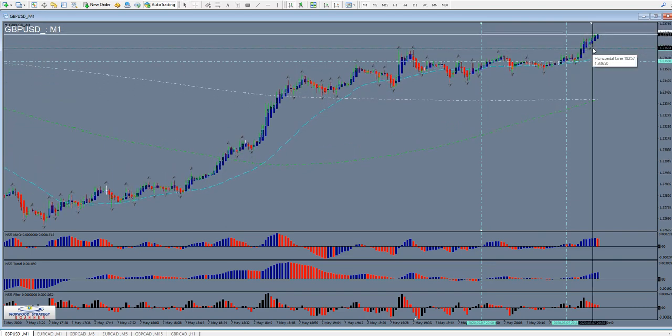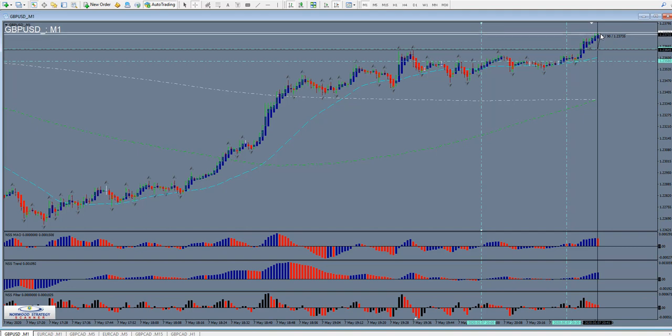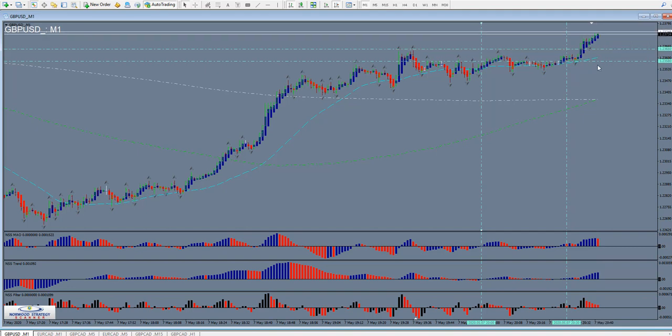And I grabbed that, about a 6, 7, 8 pip stop, and it's up about 8 or 9 pips already. Has it come back against us? No. Can you tighten it up?